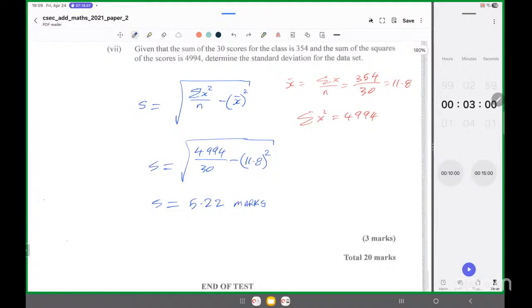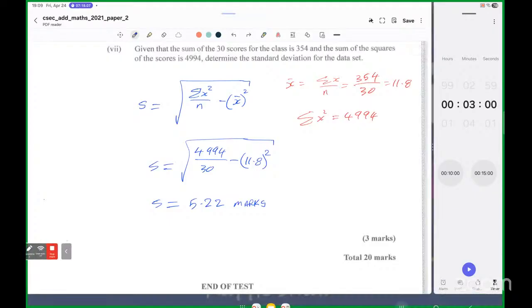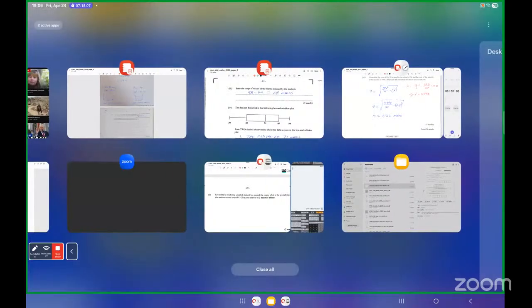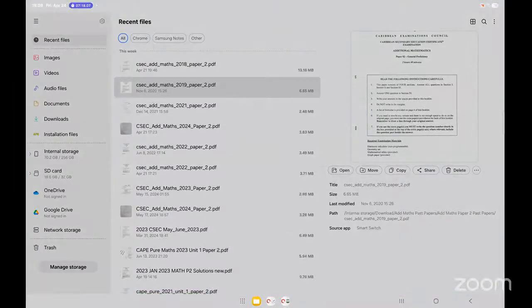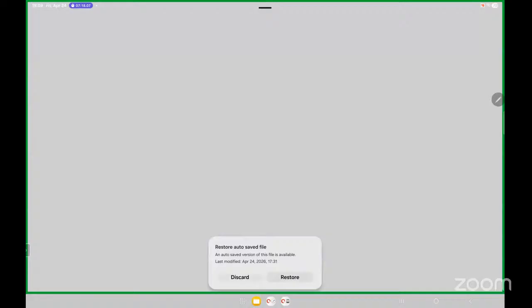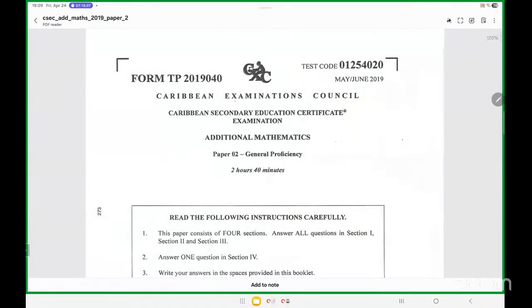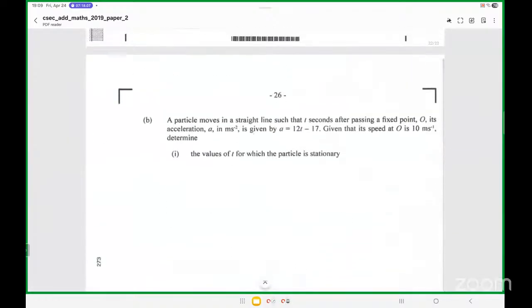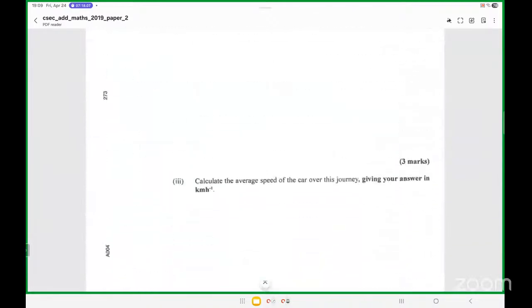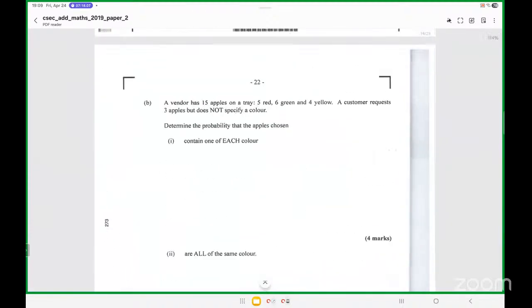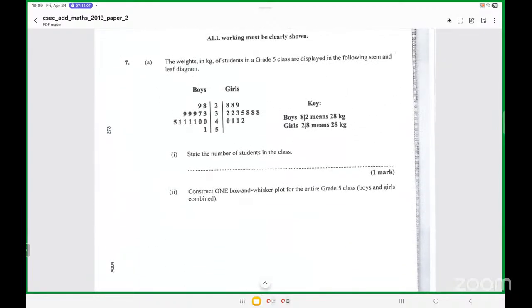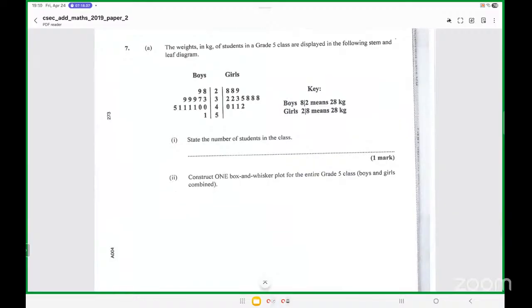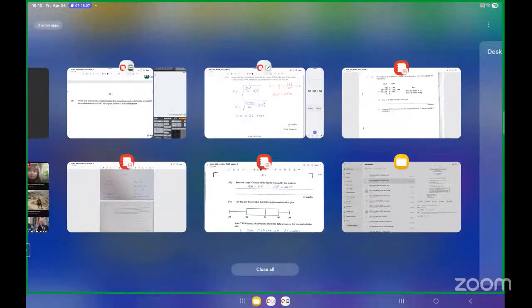That done. Let's look at 2020, 2019. 2019 was the paper before this one. I'm not doing this one now. It's probability. If you want to watch a video on it, watch the one on two sides. We can do this one some other time. Let's go on to 28.